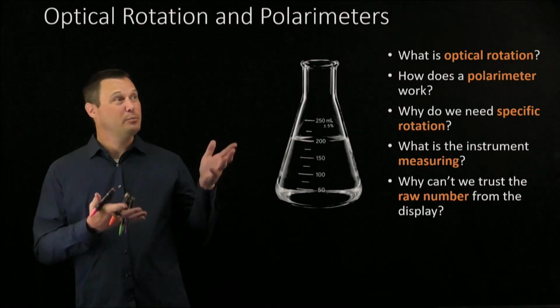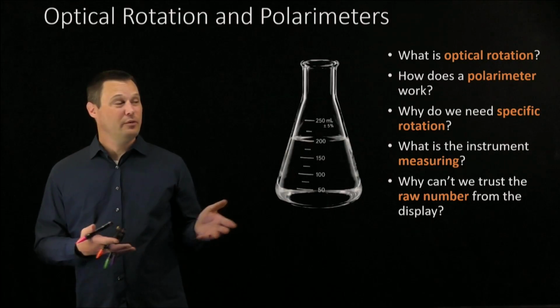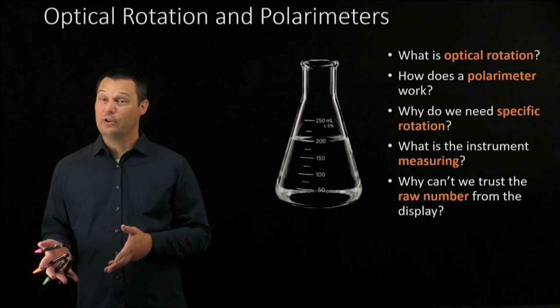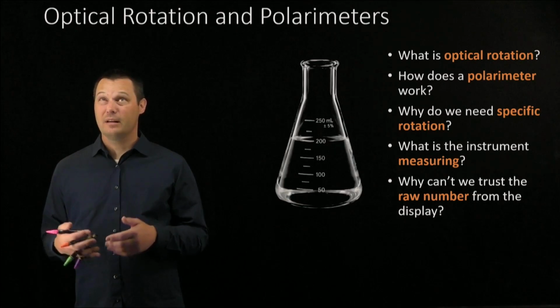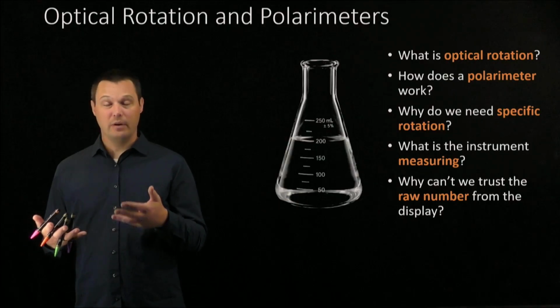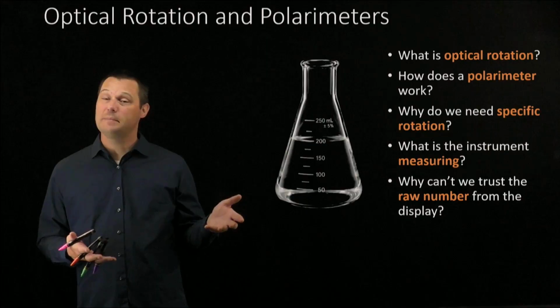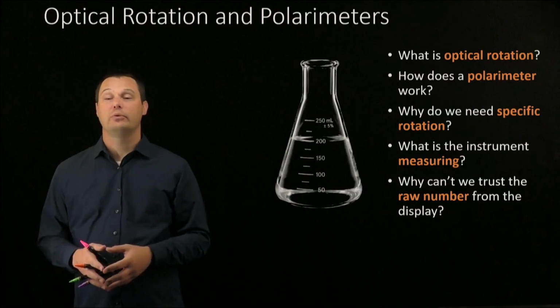So let's go back to the problem that we're trying to solve. If I give you a flask with a chiral molecule in it, how do you know it's a pure enantiomer? How can you tell if it's a mixture of R and S? And how could you tell what the ratio of the R to S isomer actually is? We need some way to measure chirality experimentally, and that is what optical rotation does.